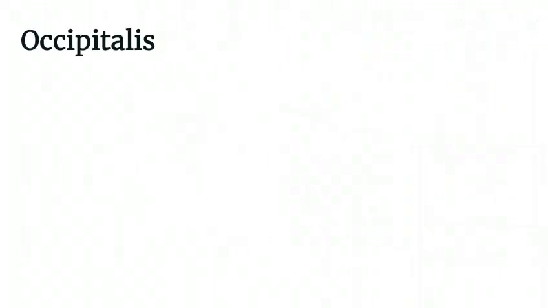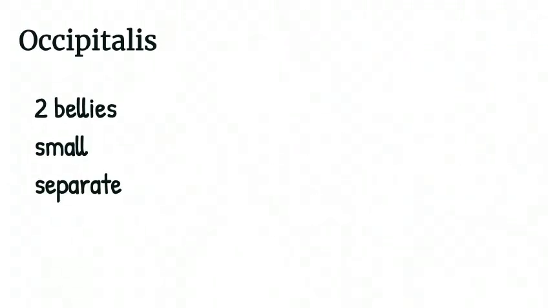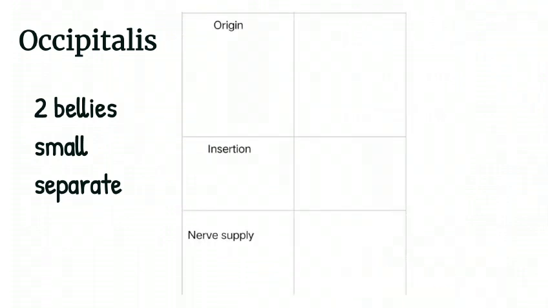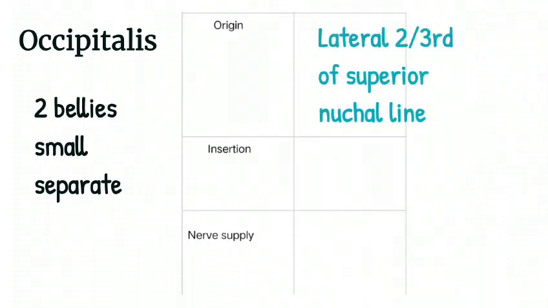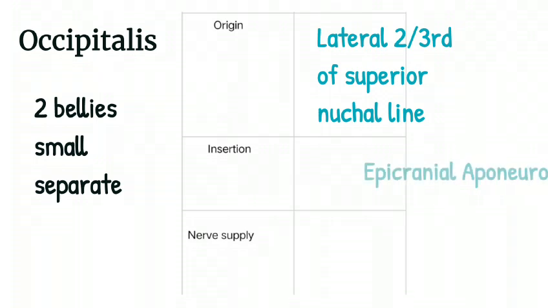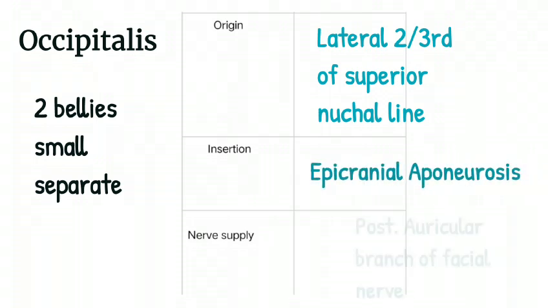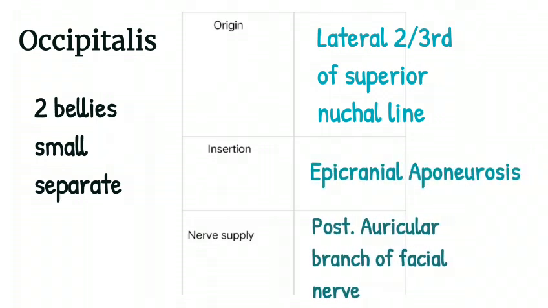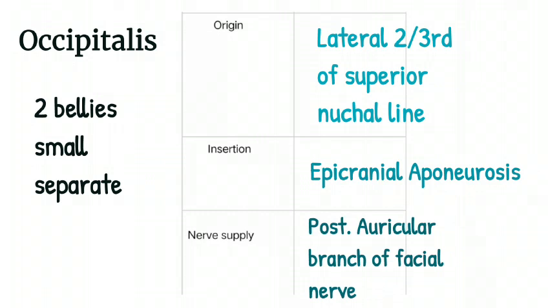The occipitalis muscle has two small and separate bellies. It originates from the lateral 2/3 of the superior nuchal line. It gets inserted into the epicranial aponeurosis. Supplied by the posterior auricular branch of the facial nerve.